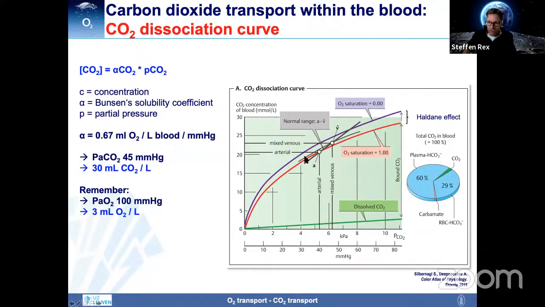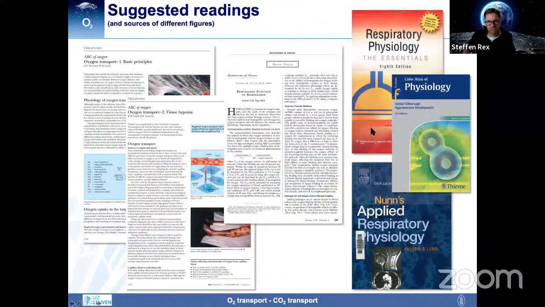And then you have the red curve. This is at an oxygen saturation of 100%, and the purple curve at an oxygen saturation of 0%, hypothetical conditions. And the Haldane effect explains the shift of these two curves in dependency upon the oxygen concentration.